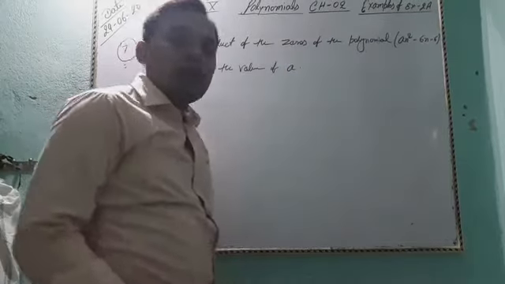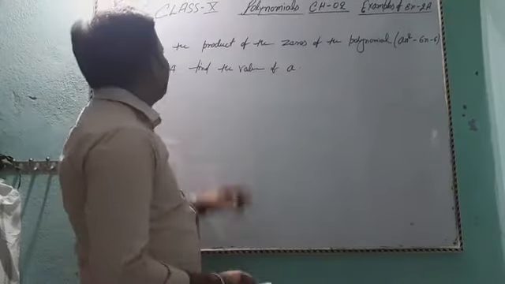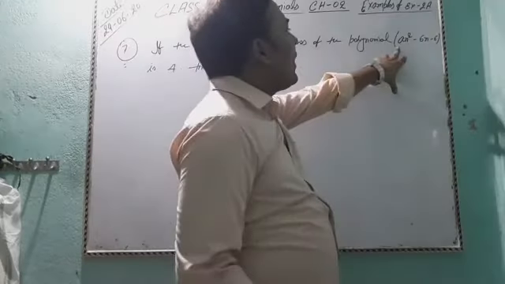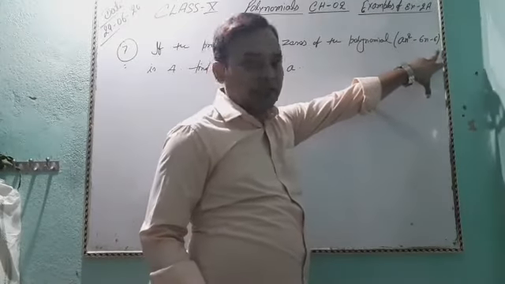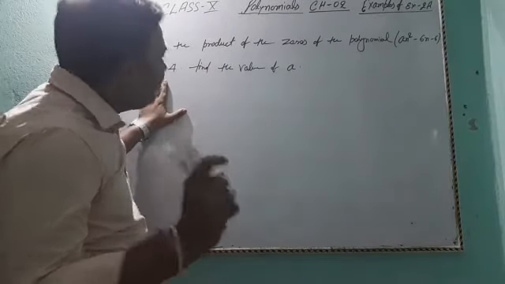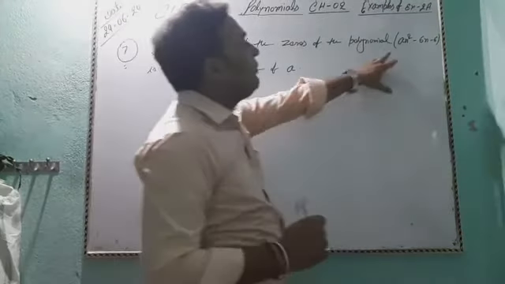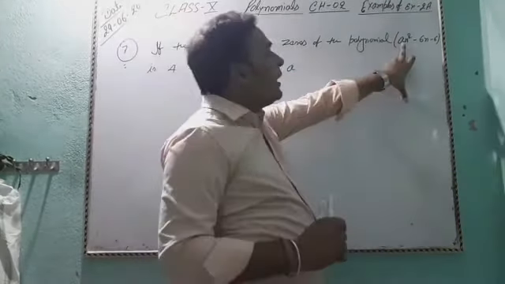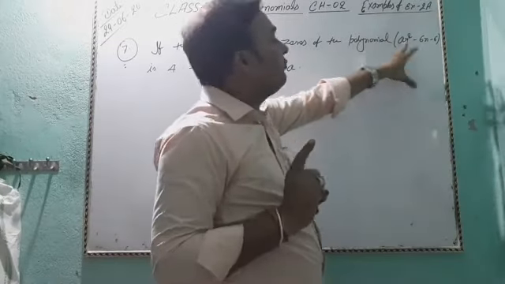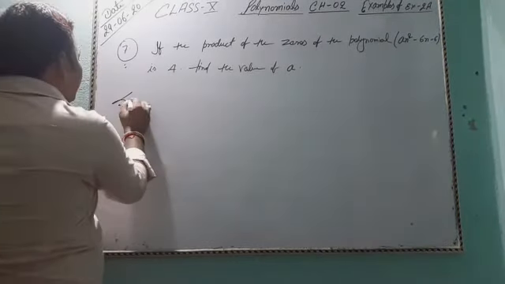Okay, our next example is example number 7. It is a very easy problem. If the product of the zeros of the polynomial ax square minus 6x minus 6 is 4, the product of the zeros given in this question is 4, find the value of a, where a is the coefficient of x square. So find the coefficient of x square in this polynomial. So let's start the solution.